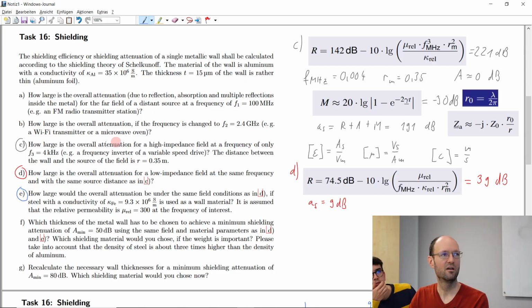Then in task C we changed into a near field, electric near field. An electric near field meant more reflection, which helped us, but almost no attenuation anymore because skin depth is so large then in comparison with the thickness of the material. So here what only helped us is the reflection, no absorption anymore. If we change into a low impedance field, we have much less reflection. We still don't have absorption, so overall shielding attenuation is very bad. And so now the idea was, okay, if instead of aluminum foil we will use steel foil, then it's getting better.